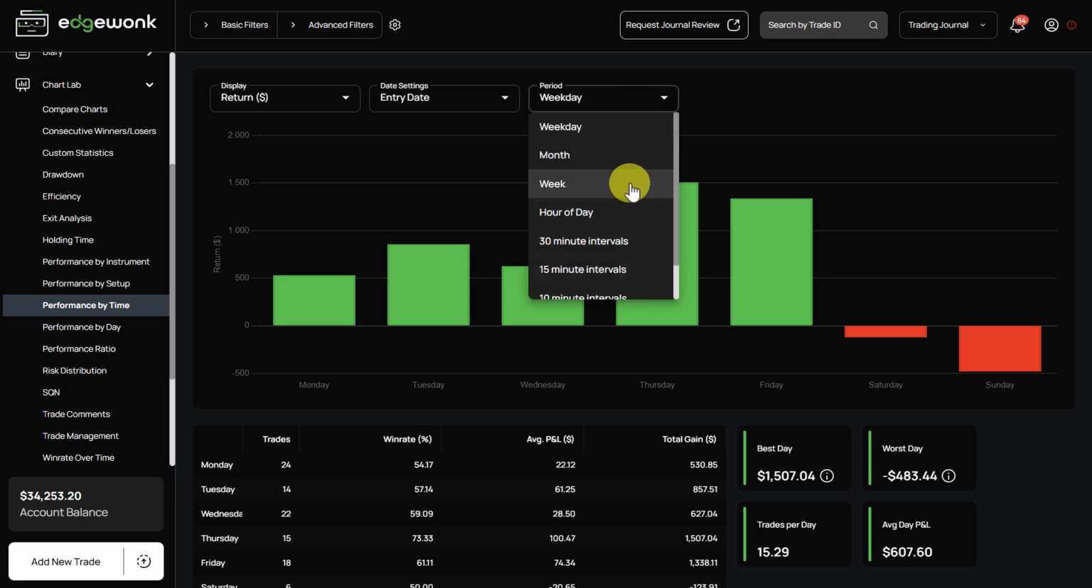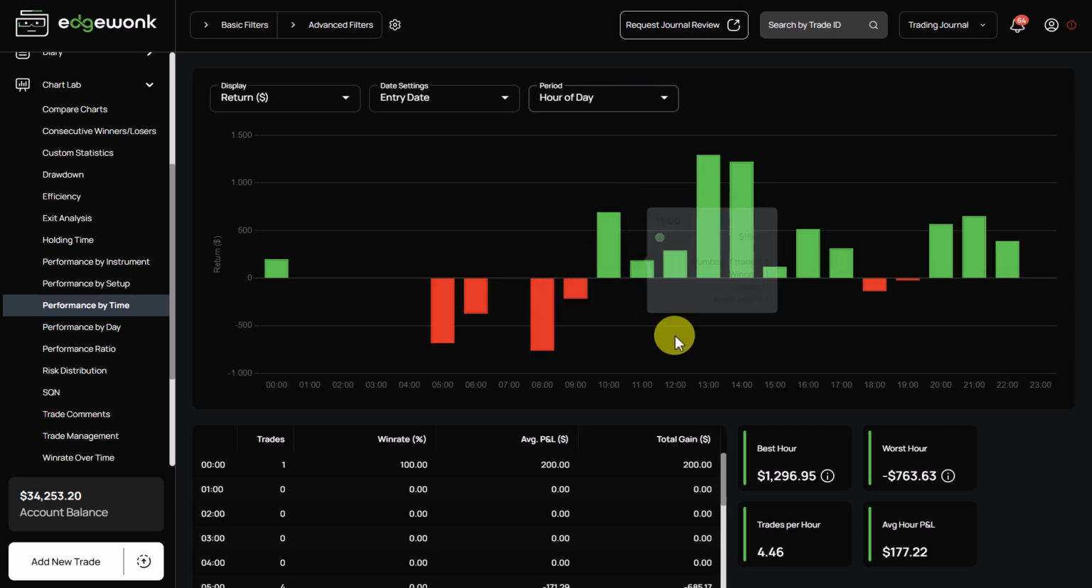If you are a day trader, you want to look into your hourly performance. A lot of trading strategies perform best around the market open, and by breaking down your performance into hourly intervals, you can easily see when your strategy performs best, and that again helps you to optimize your trading times, and it can also help you to stay out of the market when your trading strategy doesn't have an edge.